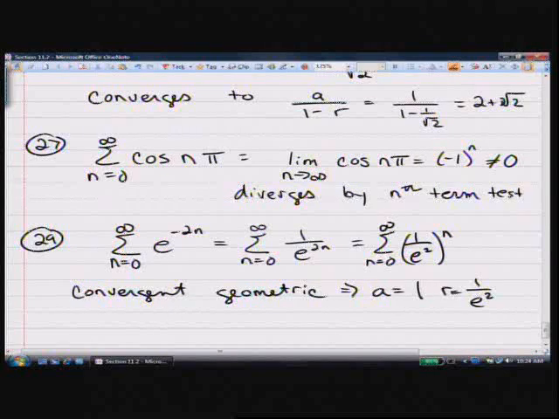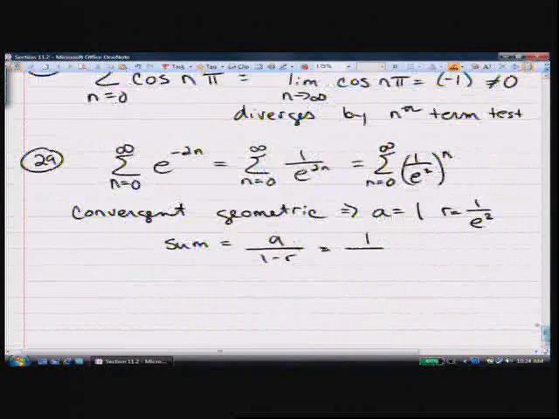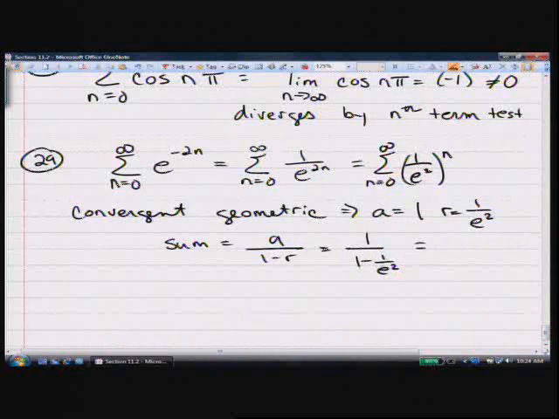So it sums to, remember, it's A over 1 minus R, so it's going to be 1 over 1 minus 1 over e squared. You're going to common denominator there. It's going to be e squared minus 1 over e squared, and then you're going to flip it. So it's e squared over e squared minus 1. Okay? All right, so you kind of get the idea there. I'll let you play with some of those.